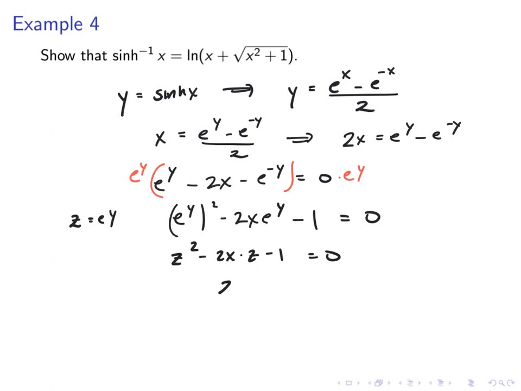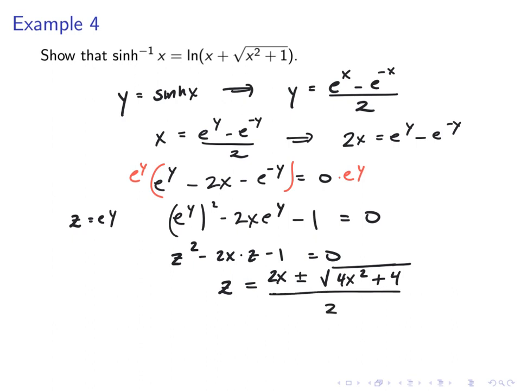So you can solve for it using the quadratic formula. So z is, I don't think it'll factor. So z is going to be, note that the A is 1, the B is negative 2x, and the C is negative 1. So it's going to be negative B, so 2x, plus or minus the square root of B squared, so that's 4x squared, minus 4 times 1 times negative 1, so it's just plus 4, right? And then all over 2a, which is just 2.